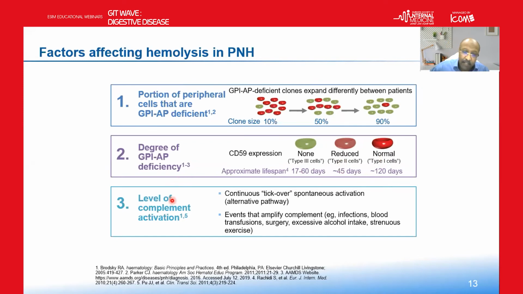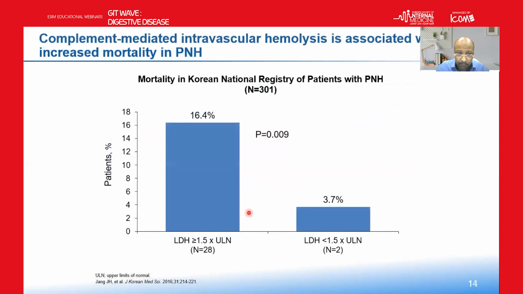And the last parameter is the level of complement activation. The complement can be activated with infection, surgery, and even pregnancy. So the more complement activation, the more hemolysis the patient has. Complement-mediated hemolysis is really associated with increased mortality in PNH patients.